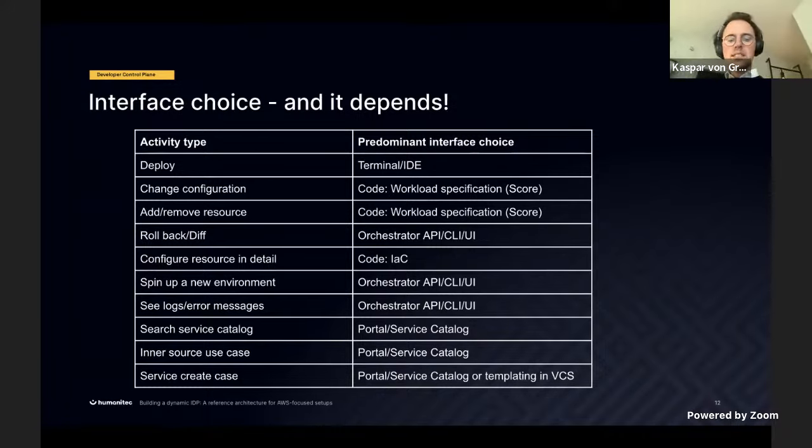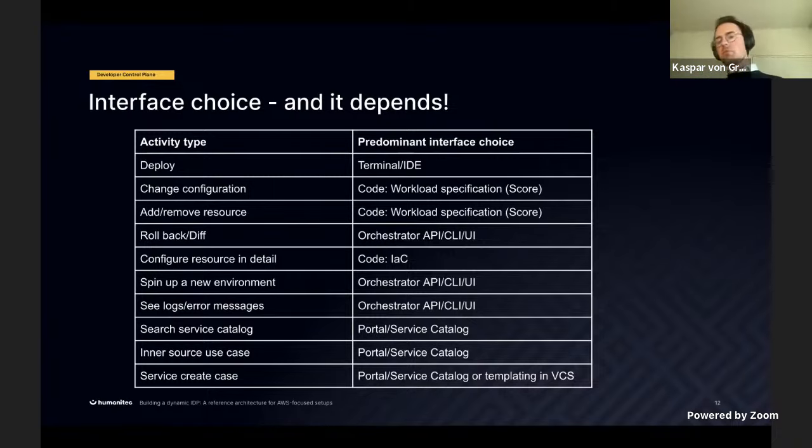Then for rollbacks and diffs, because we have that single source of truth, we would probably use an API, CLI, or UI. Resource detail configuration: how is the config of the S3 bucket actually looking? Definitely infrastructure as code, predominant method still Terraform. Spinning up a new environment, by definition, if every day is day 0, you can also do that. That's definitely API, CLI, or UI. Same for logs, although that would probably be aggregated at the portal layer. I don't think that this is so correct.